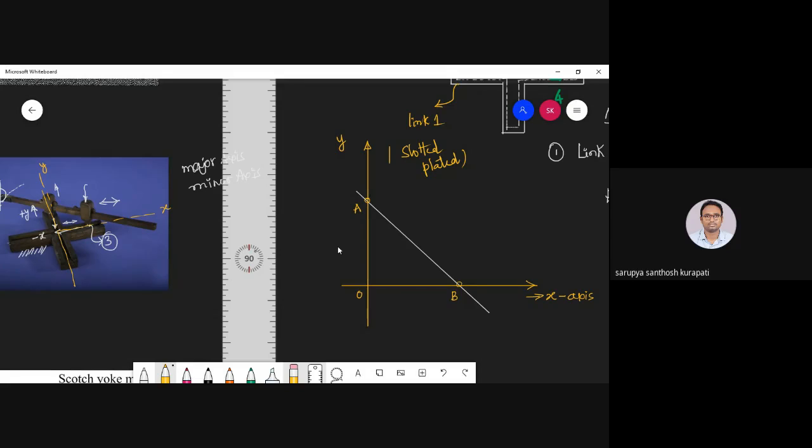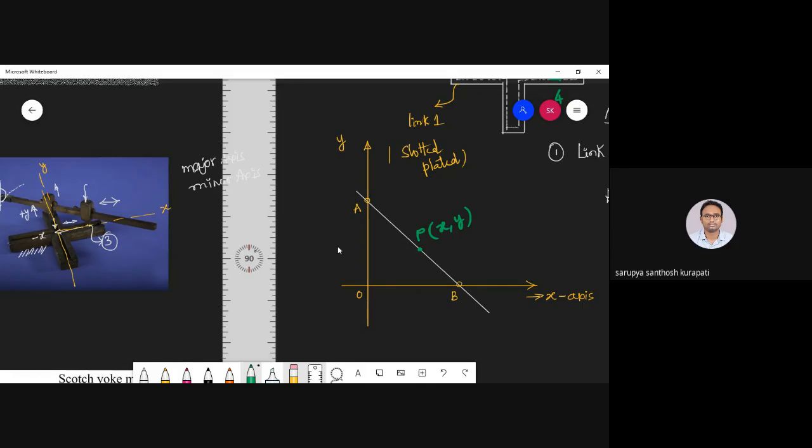You can take any point on this line, the link which is connected to the third and fourth. How many points are there on this particular link? Can anybody tell me? Infinite number of points. Yes, infinite number of points. Among these infinite number of points, you can take any one. So here I am taking this point as P, and I am taking it as x comma y.